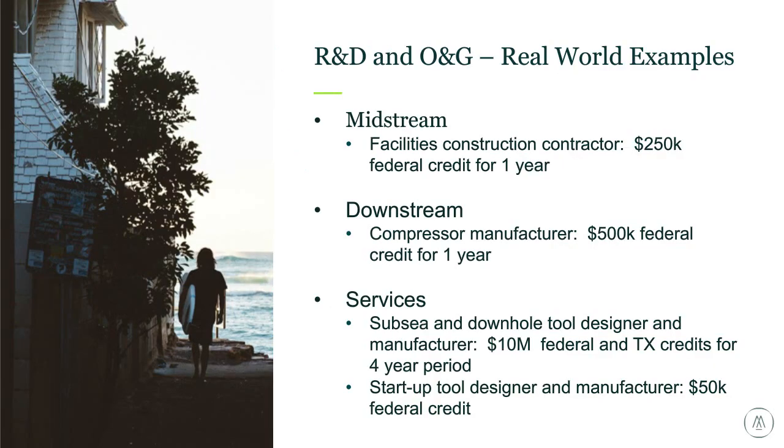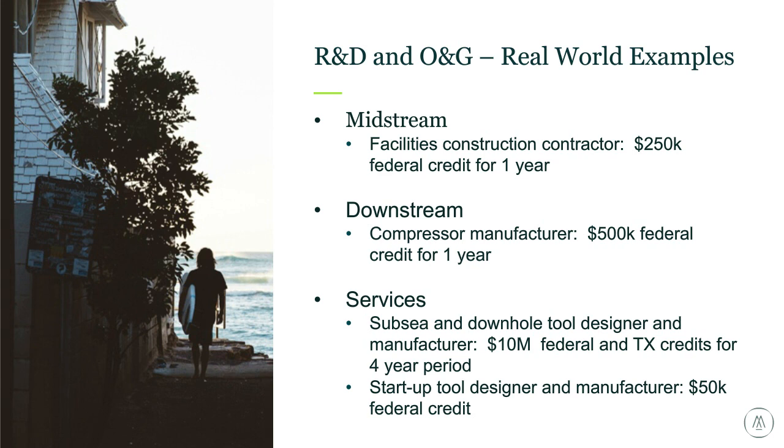And so moving on to a couple of examples, and these are actual examples that I've worked on personally, going back to some of the examples I said earlier. With a midstream company, this is a pipeline and facilities contractor. This is a single year $250,000 federal credit. And keep in mind, this was just a federal credit. There were other state implications as well. But $250,000 for a single year for just that one company.